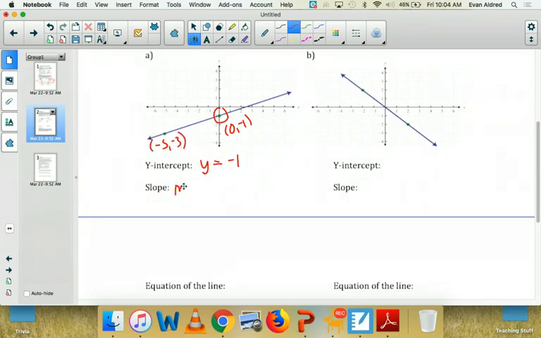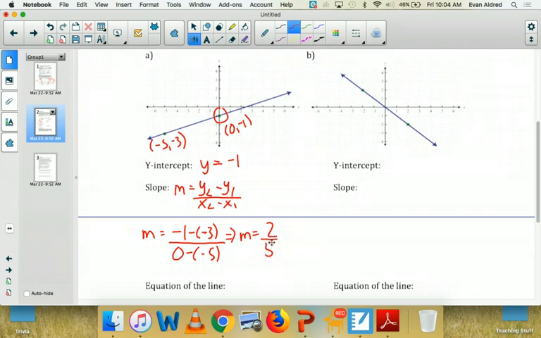We are using our slope formula that we're all so familiar with, y2 minus y1 over x2 minus x1, which is going to be -1, subtract -3, divided by 0, subtract -5, and we get a slope equal to 2 over 5. And again, we can use our graph to make sure that that's right. If we can count up 2 and over 5, and we end up at that other point, then we'll know that our slope is correct, and it is. So our slope is 2 over 5.